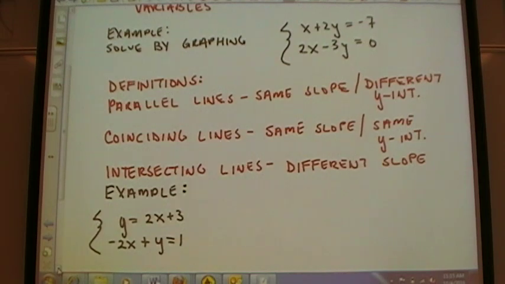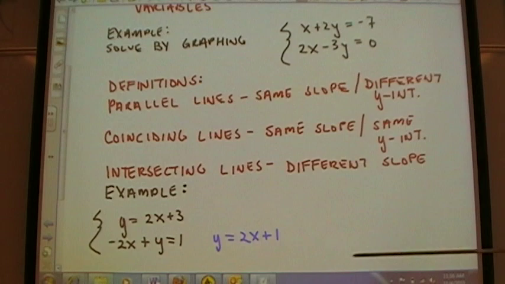All right, so you should be able to classify. If I give you a system like they do down here, you should be able to classify that as either parallel, coinciding, or intersecting lines. Just looking at it, put them both in slope-intercept form. So the second one in slope-intercept form would be y equals 2x plus 1.